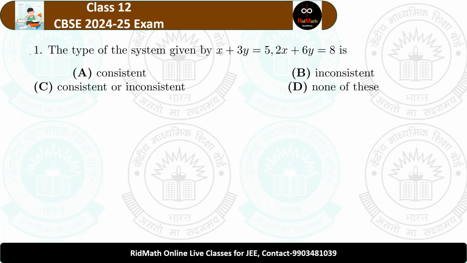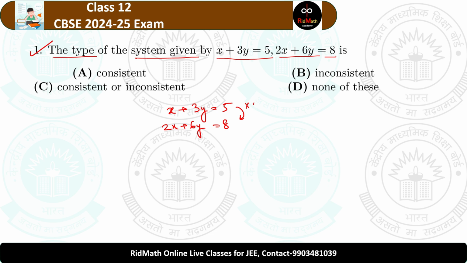Question number 1. The type of the system given by x plus 3y equal to 5 and 2x plus 6y equal to 8 is consistent or inconsistent. So let us find out. The equations are given: x plus 3y equal to 5 and 2x plus 6y equal to 8. See that if this equation is multiplied by 2, we get this equation, and here it is 8. So these two are parallel lines.